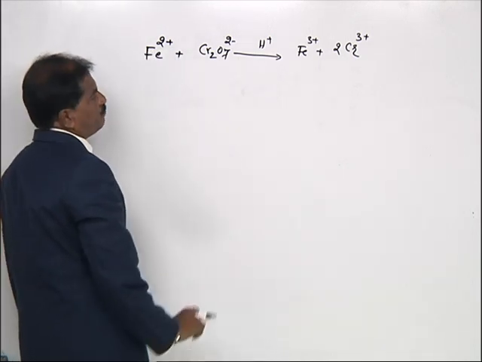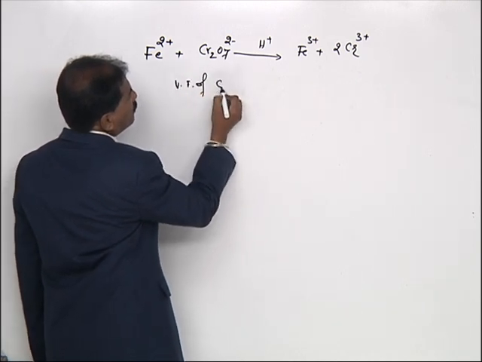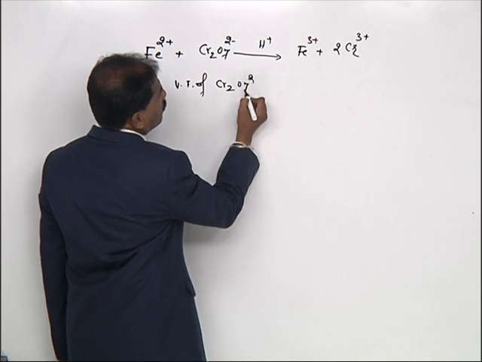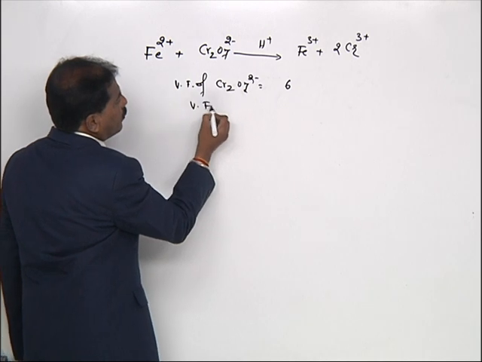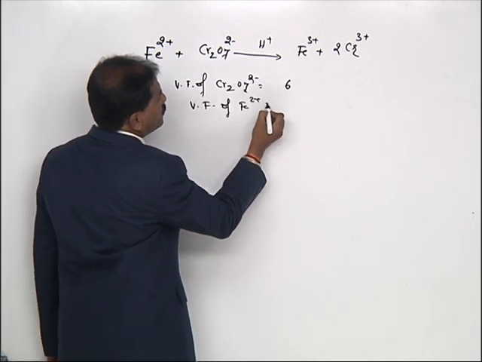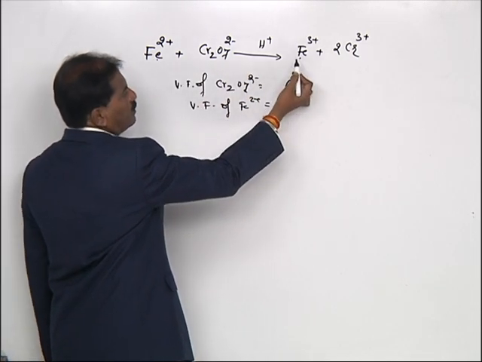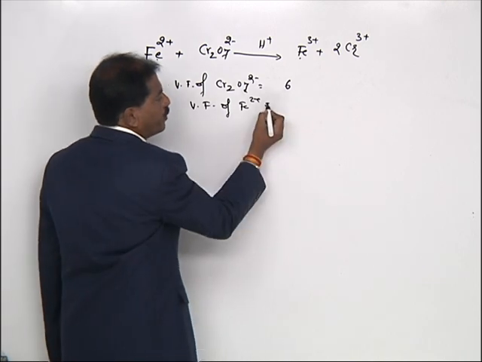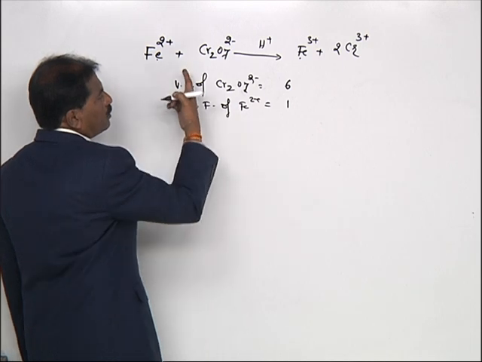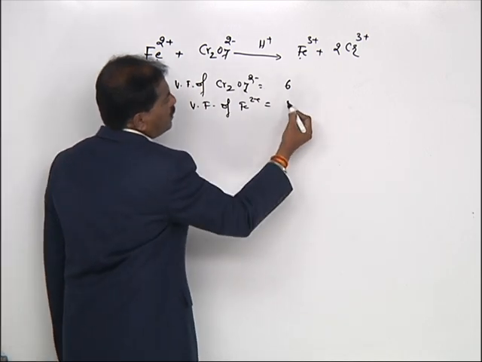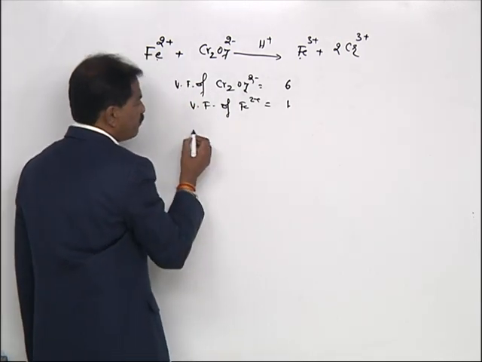This is the reaction. Here the valence factor of dichromate is 6. Valence factor of Fe2+: you see, one ion is supplying one electron. One ion has lost one electron, hence ferrous has been converted to ferric. Therefore, the valence factor of the ferrous is 1. Therefore, while doing the numericals, by using this valence factor, we can equate the equivalence of the ferrous with the equivalence of the dichromate.